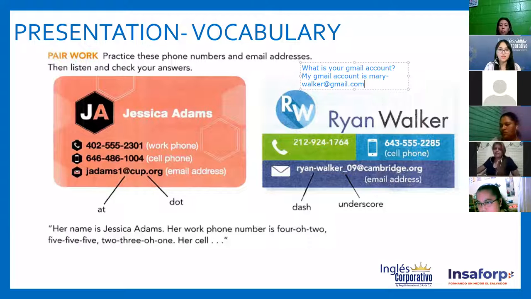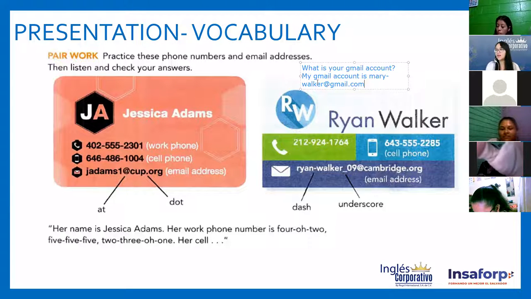What is your Gmail account? My Gmail account is Caton 2829 at Gmail dot com. Excellent. Very good, Patricia. Very good. Okay, what about your Gmail account?